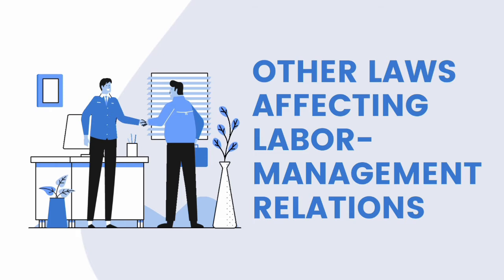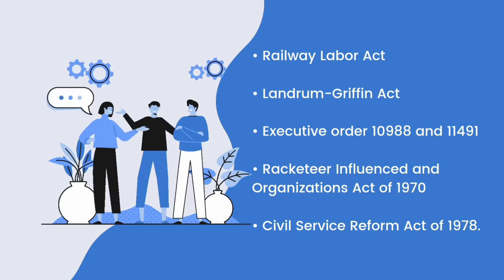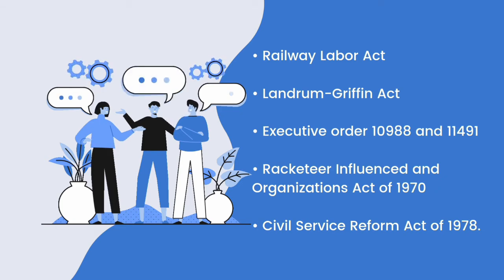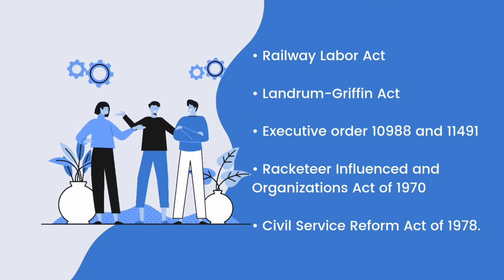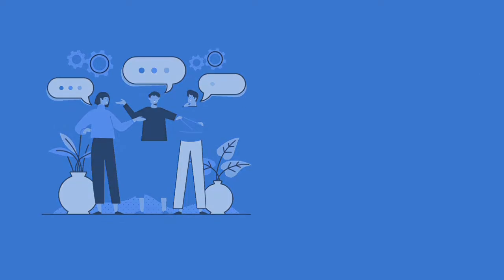The Wagner Act and Taft-Hartley Act are the most important laws influencing labor management relationships in the United States, but many other laws regulate the relationship between organized labor and employers. Several important ones include the Railway Labor Act, the Landrum-Griffin Act, Executive Orders 10988 and 11491, the Racketeer Influenced and Corrupt Organizations Act of 1970, and the Civil Service Reform Act of 1978.